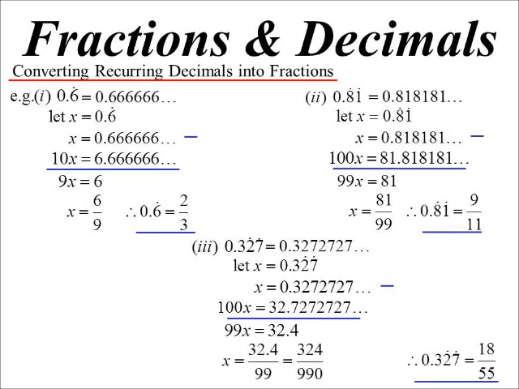32.4 on 99, but that's ugly. We don't put decimals on the top of a fraction. Don't mix them. You either write it as a decimal or you write it as a fraction. So it's 324 on 990, which simplifies down to be 18 on 55. Now, that's a lovely technique. But reality is we don't do that.